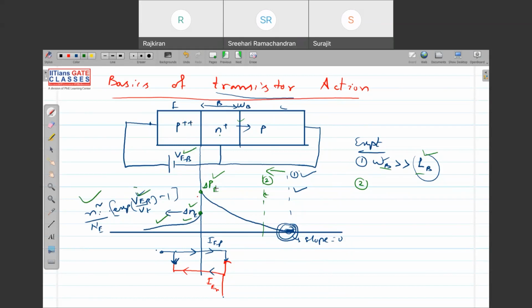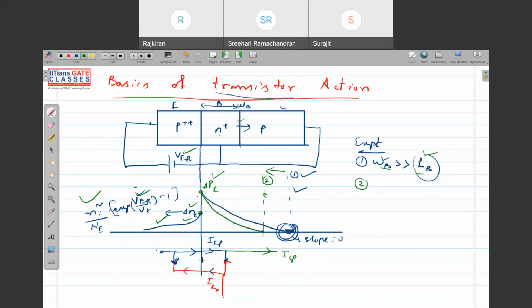Now what will happen to the whole profile in this base junction? It will be like this because this value will remain the same. So in the second case you can see the slope is not zero. Since the slope is not zero, some of the carriers will diffuse towards the collector. That will constitute my ICP. Clear?